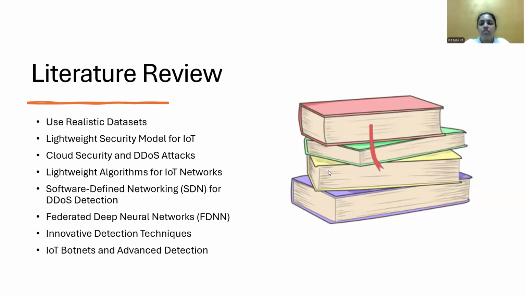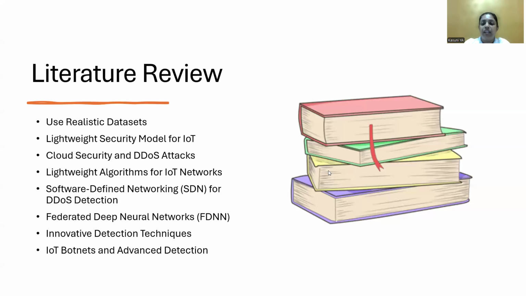Next one, cloud security and DDoS attacks. Here, this study focused on protecting cloud systems from DDoS attacks. It highlighted the need for better detection and prevention methods, especially as cloud use grows. The researchers suggested using advanced machine learning and aligning new frameworks with existing security protocols, to strengthen defenses.